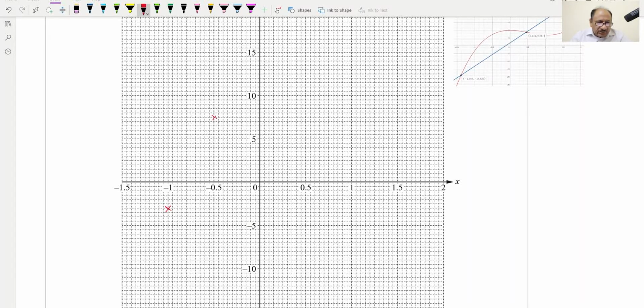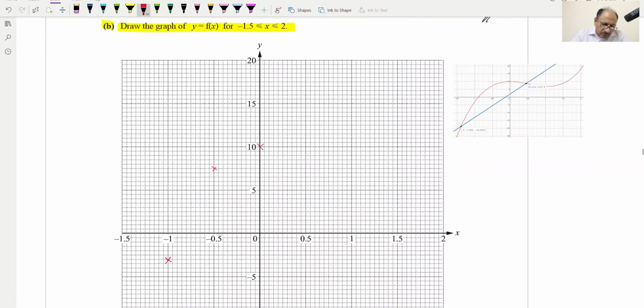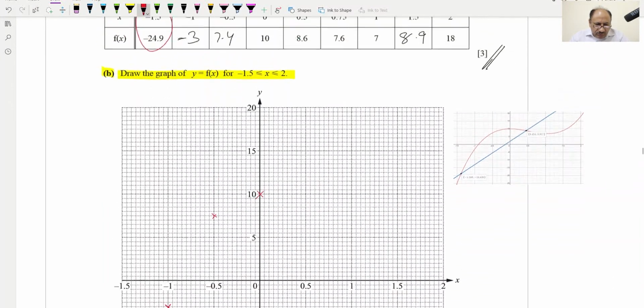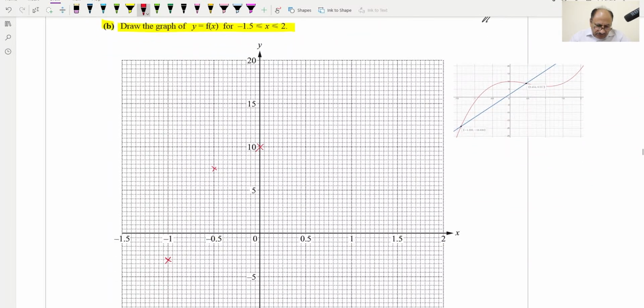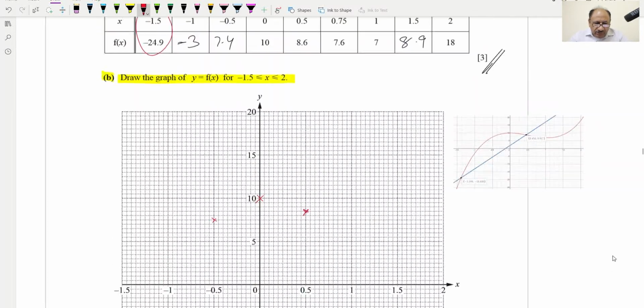So next is what? Next we can take the next value, which is 0 and 10. So 0 and 10 is a round number over here, and next value is 0.5 and 8.6. 0.5 and 5, 6, 7, 8, 8.6 will be around this one. Now next value is 1 and 7. There is one more value, 0.75 and 7.6.